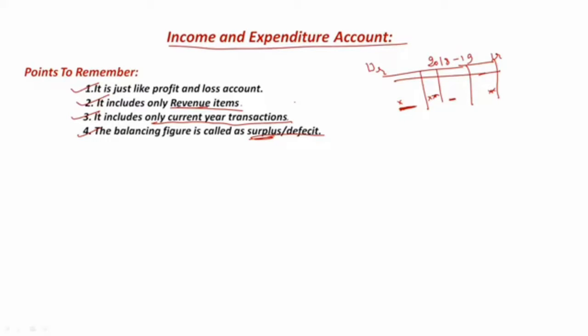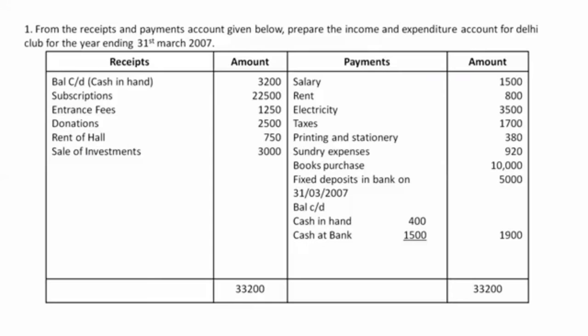Okay, if you can do this one properly, then you're sorted. Now let us try to solve one problem relating to income and expenditure account. The question is: from the receipts and payments account given below, prepare income and expenditure account for Delhi Club for the year ending 31st March 2007.